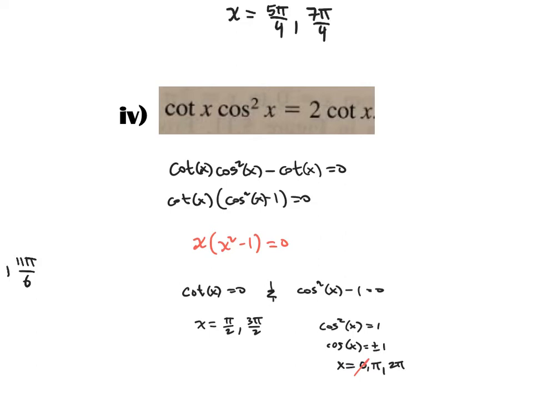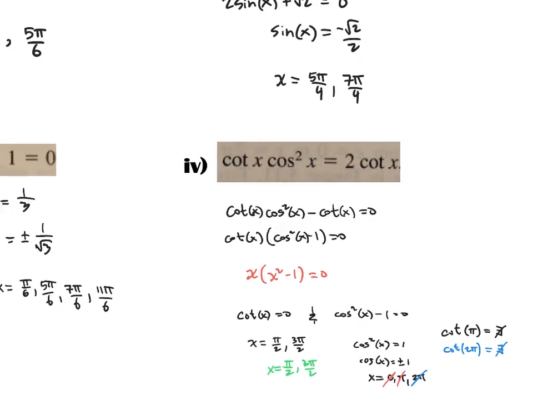Now, the one thing I do need to make sure of is that cotangent is defined at all of these values. Cosine is defined everywhere, but cotangent has asymptotes at certain locations. So the cotangent at pi and 2 pi does not exist, okay? So cotangent of pi does not exist. Therefore, pi is not a solution. It's an extraneous solution. And the same thing is true for cotangent of 2 pi. That does not exist. Therefore, that is not a solution. So the only two solutions that we have here are pi over 2 and 3 pi over 2.